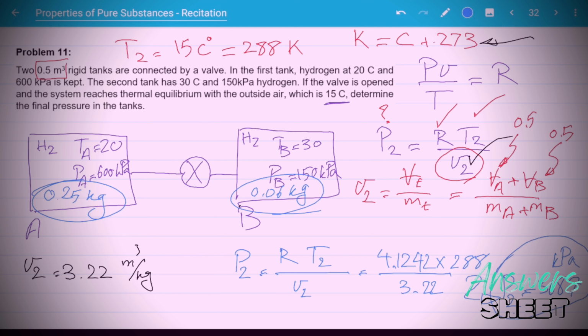So just to recap, when the valve is opened, the hydrogen gas in tanks A and B get mixed up and they reach a final temperature of 288 Kelvin. We need to find a specific volume at this final state in order to be able to use the ideal gas equation. So we backtracked to the initial state of each tank and found the mass, and then used those masses and the final volume of our equilibrium state to find the specific volume at final state, and then plugged everything into our ideal gas equation and found that the second pressure, or the final pressure, is 368.9 kilopascals.